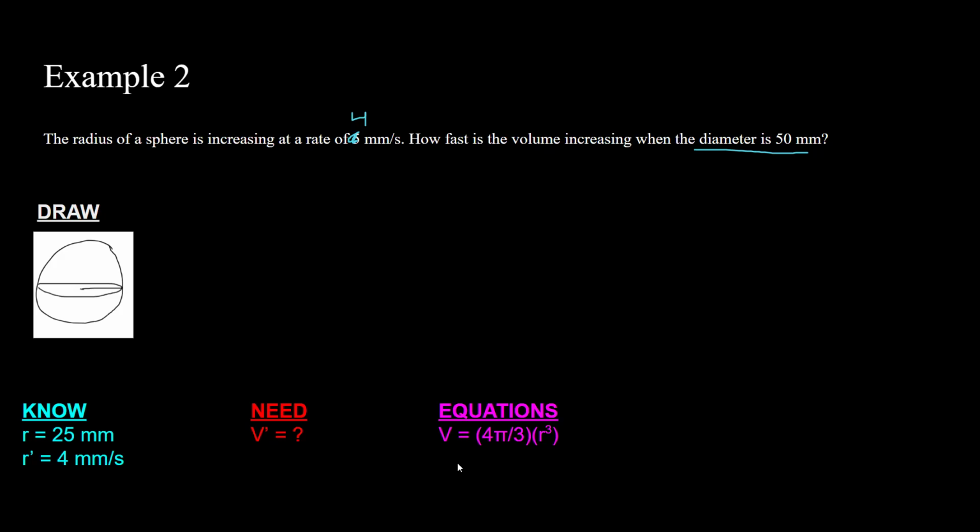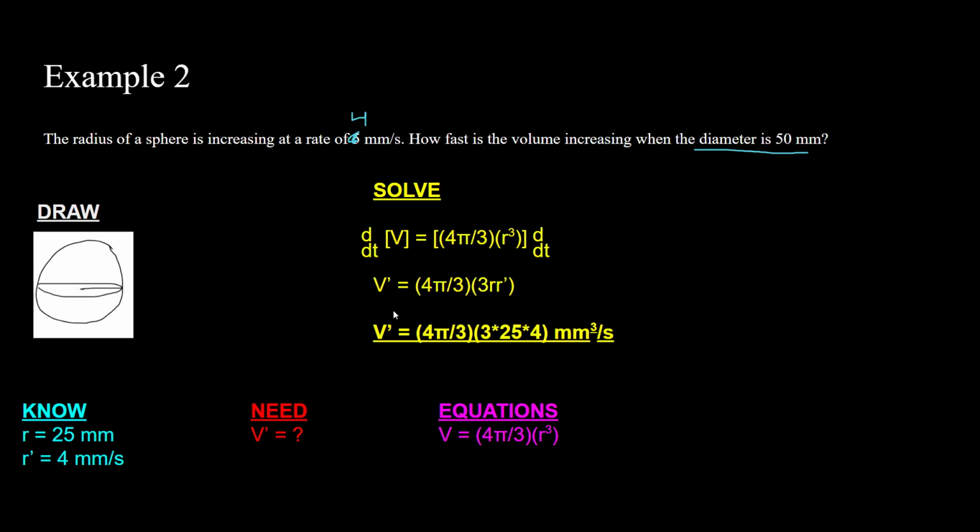So that's the equation. Now we just take the derivative of the equation. And the derivative of v is v prime. And then we put this to the side, 4 pi over 3. The derivative of r cubed is 3r squared r prime.